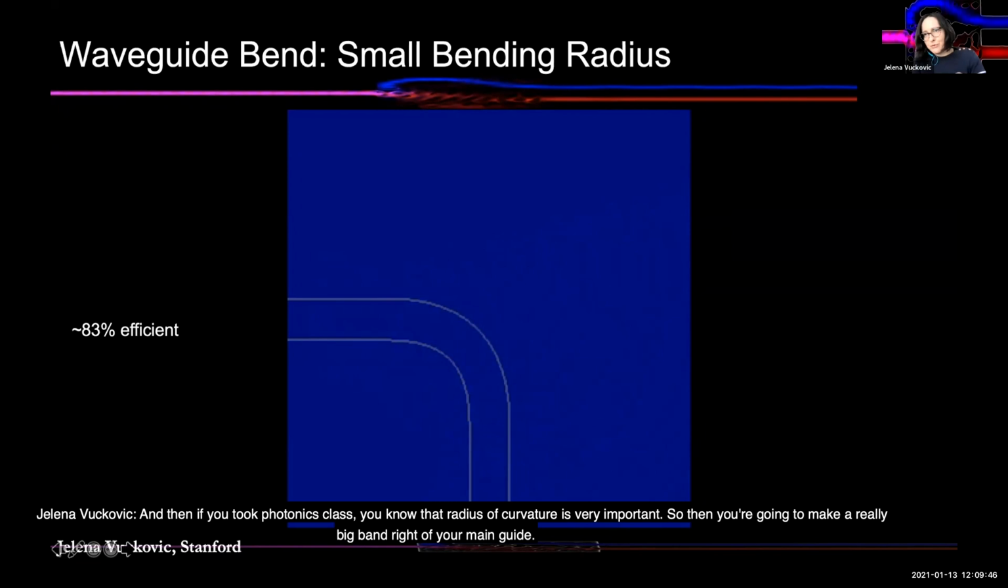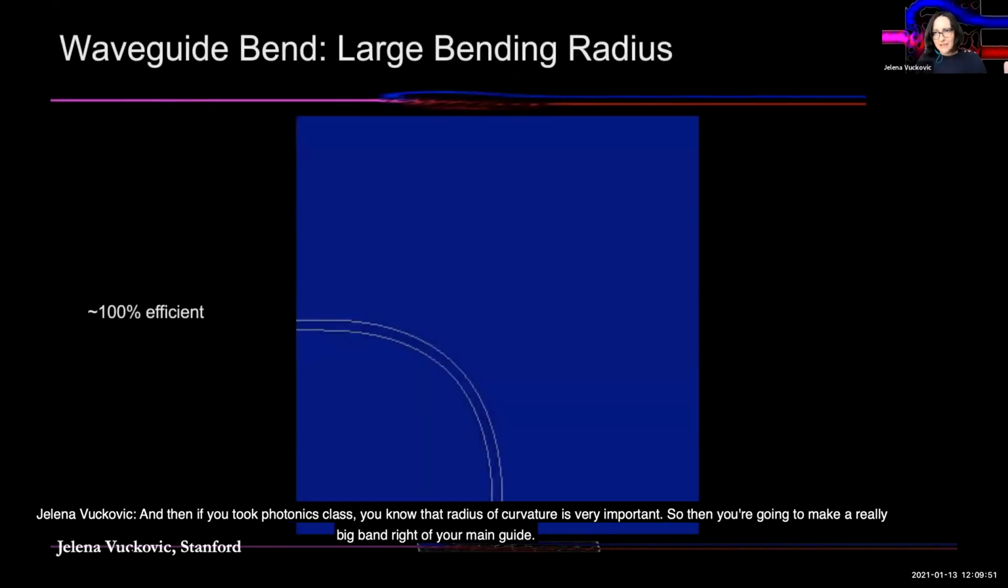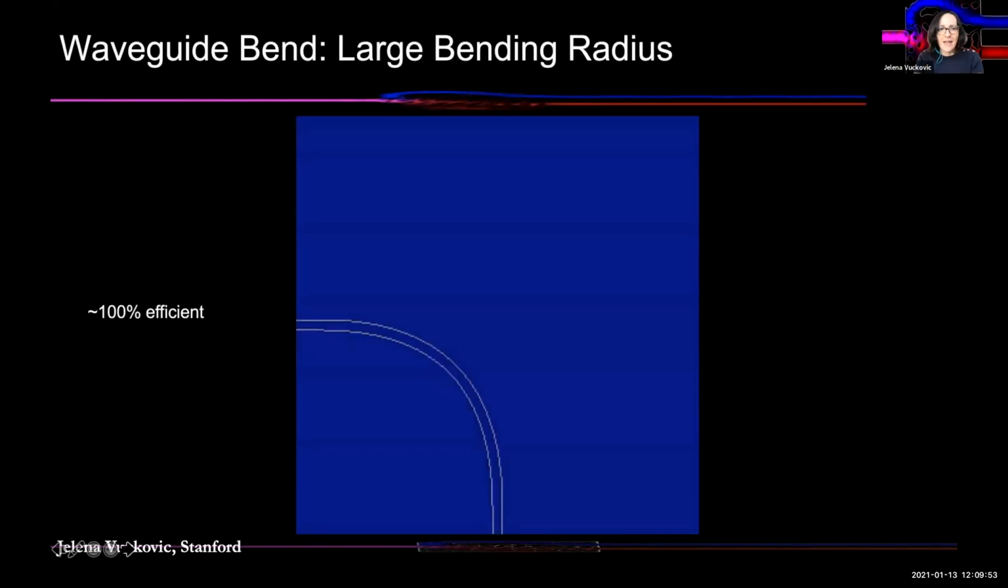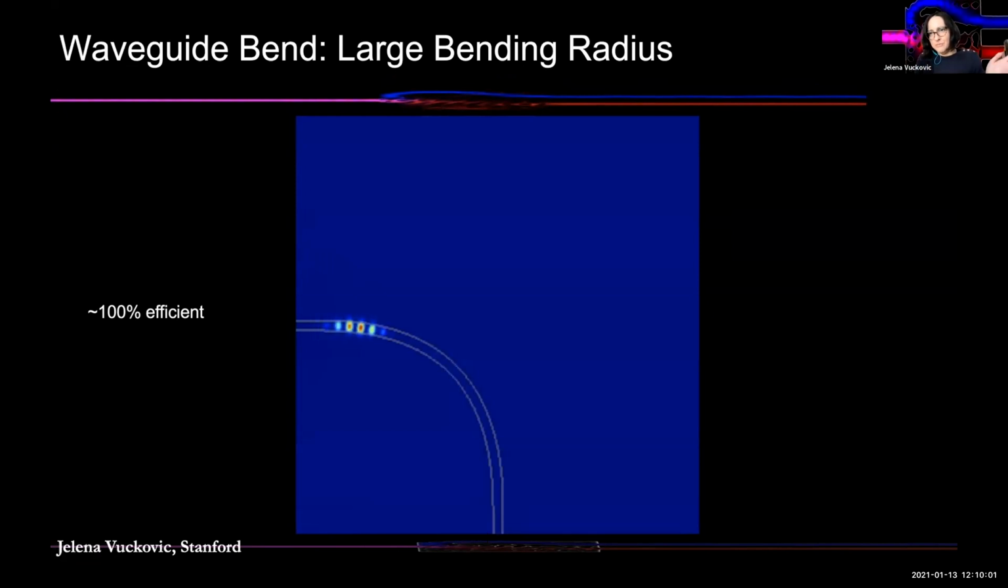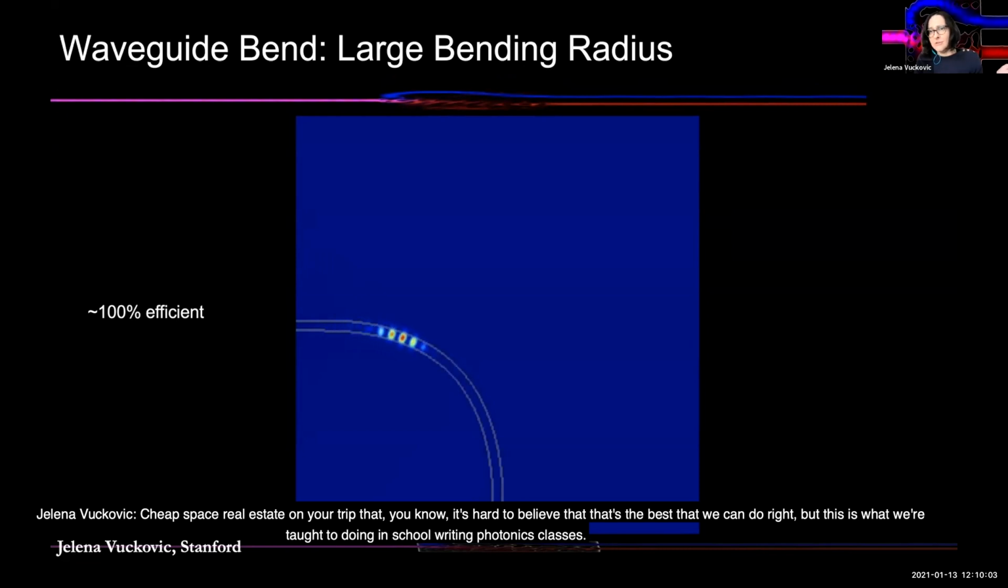And then if you took a photonics class, you know that radius of curvature is very important. So then you're going to make a really big bend of your waveguide, and that's going to be nearly 100% efficient, right? But of course, it's a very large radius of curvature, and this is going to take up so much real estate on your chip that it's hard to believe that that's the best we can do, right? But this is what we were taught to do in school, in photonics classes.